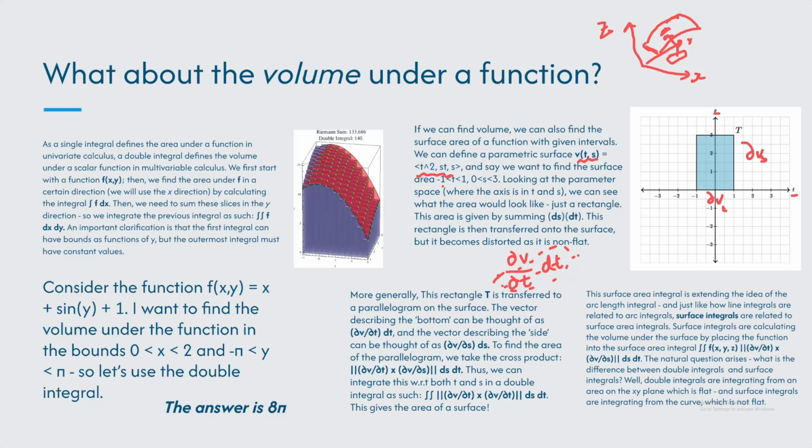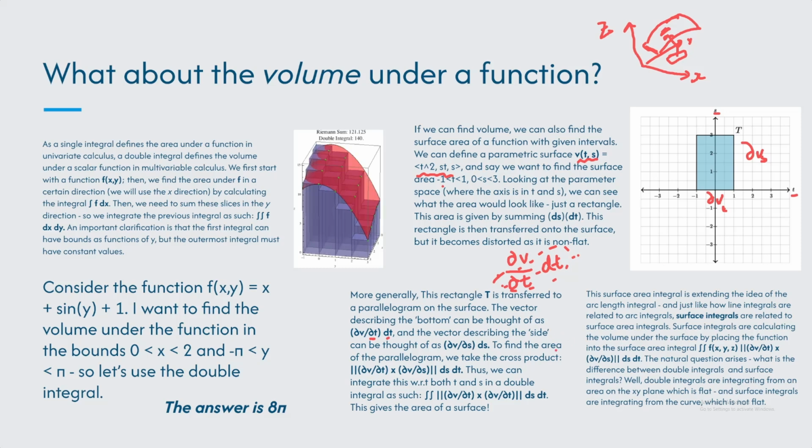The reason we don't cancel them is that this partial derivative d and this d aren't actually cancelable. If this was a dt then we could easily cancel it, but this is a curly d, so it's not cancelable. But the effective idea is the same here.